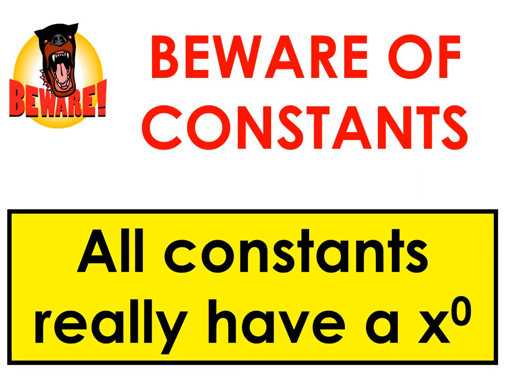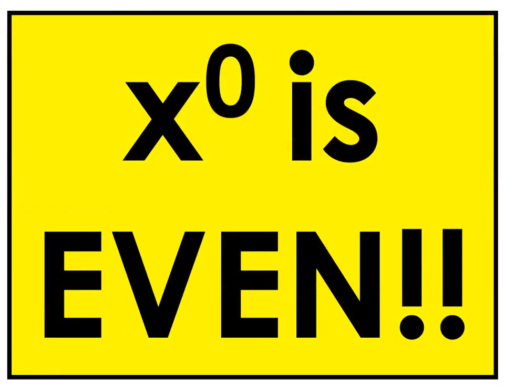All right, now the one thing you have to be careful of are the constant terms. Constant terms actually do have a variable on them, but the variable would be x to the 0. Hopefully you remember from last year that anything to the 0 power is equal to 1. So x to the 0 is the same thing as multiplying by 1. So constant terms are always considered even. Just remember, constant terms are considered even.